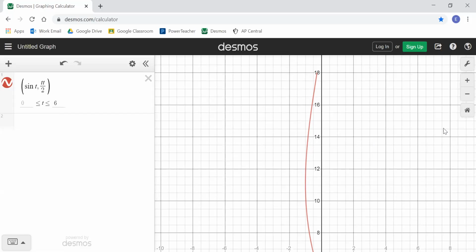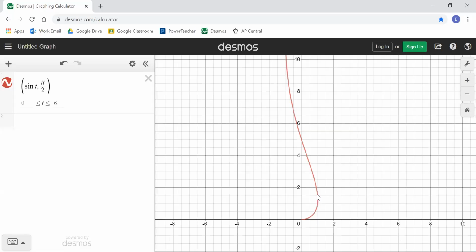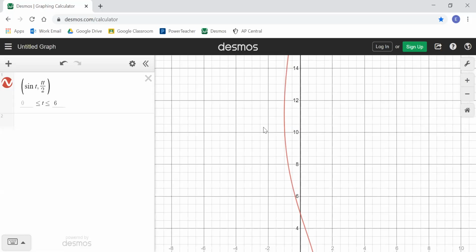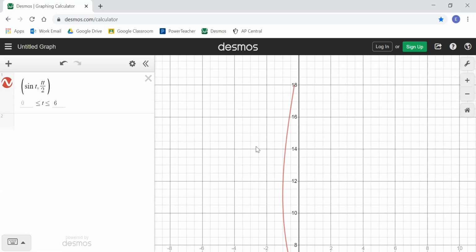Would you guys agree with that? So here's the particle starting at the origin and moving up. Everybody good?